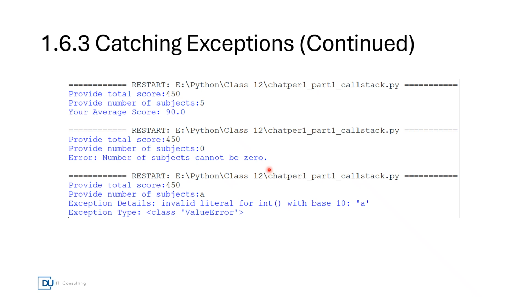Now let's try one more scenario where the user enters 450 for total score, but enters A for number of subjects. Clearly, A is not a number. So when we try to typecast it to a number using the int method, we get an exception. The exception is of the type ValueError. And this is being handled in the generic exception block within the program.